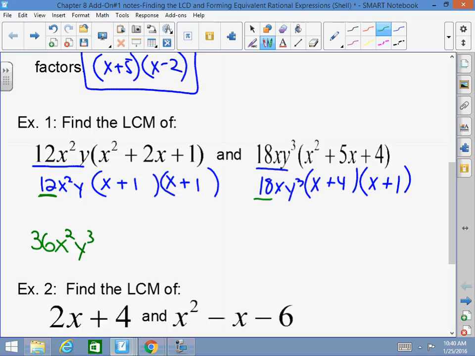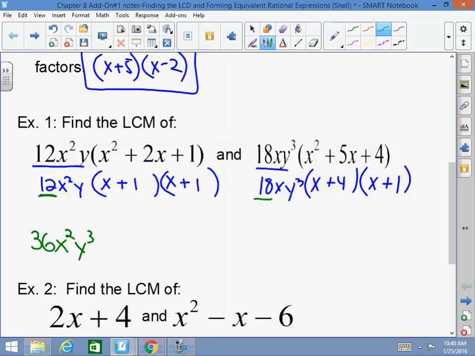Does everyone see how we got the LCM or the LCD? It's the same thing. It's just LCM is when it's in the numerator. LCD is when it's in the denominator. Does everyone see how we got the LCM for the monomials here? Everyone understand this? Okay, now for the binomials.